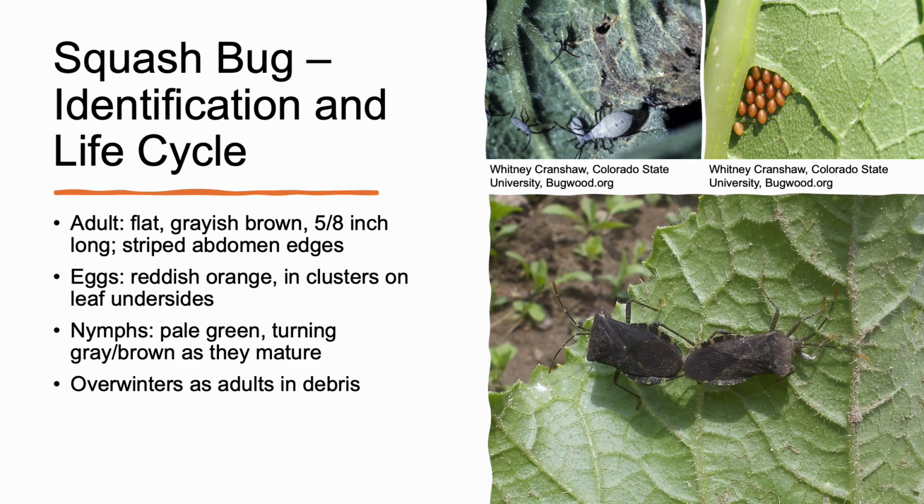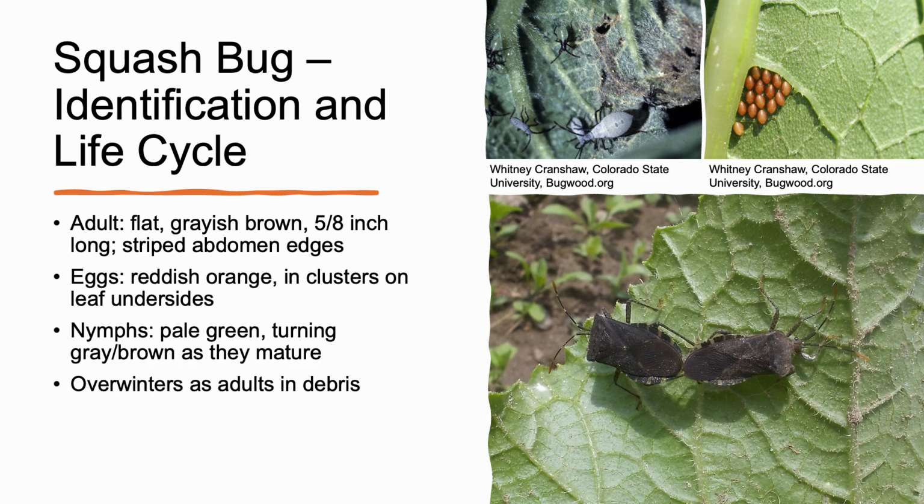Knowing how to recognize squash bugs at all life stages is key to early control. Adult squash bugs are flat, grayish-brown insects about 5/8 of an inch long with striped edges along the abdomen. Adults also have wings, unlike nymphs, which can be seen on the two adult bugs on the bottom image.